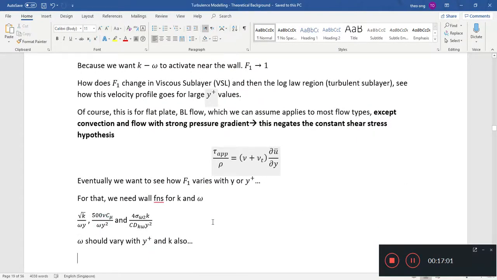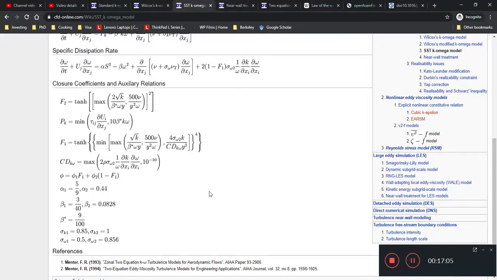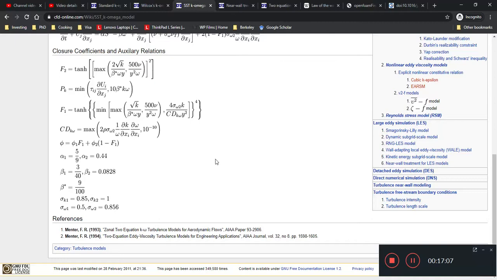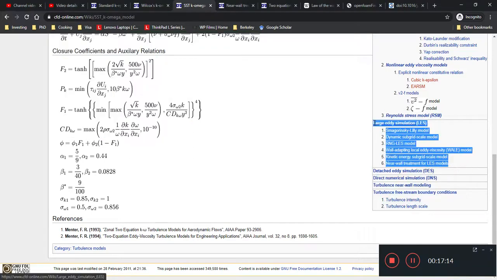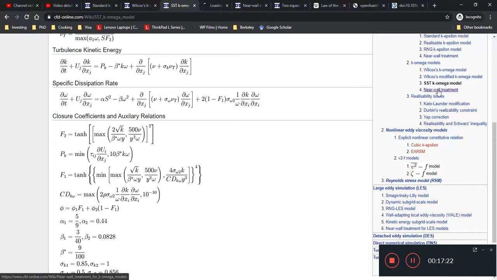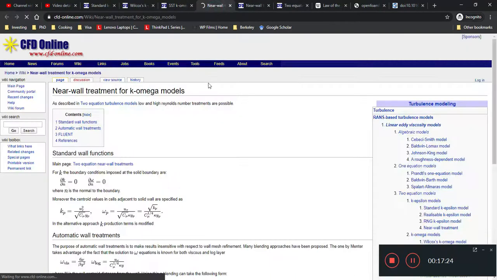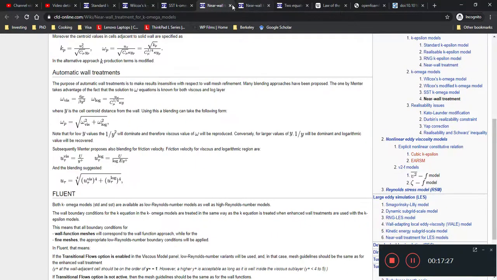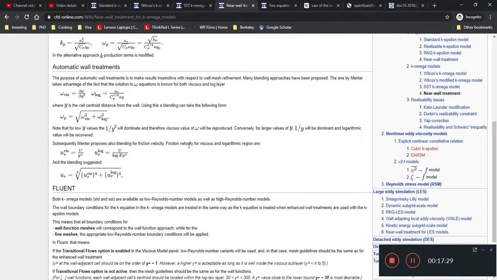So where do we find these wall functions for k and omega? If you look at CFD Online, we go for near wall treatment. This is an LES simulation, I'm not going to go into that yet. This is the near wall treatment for k omega models. So we can look here, and then this page will pop up. Is this page I have open here?